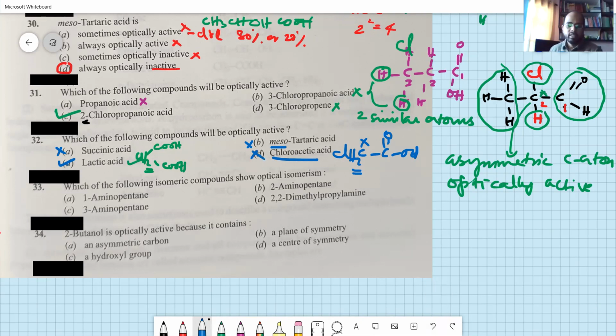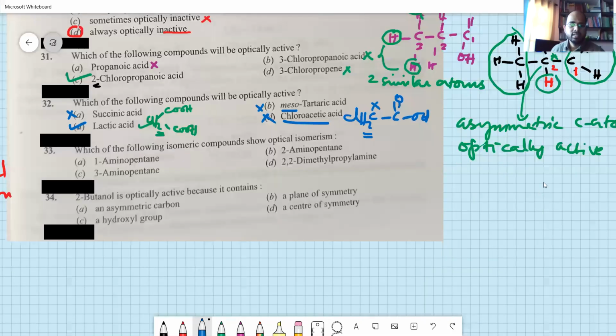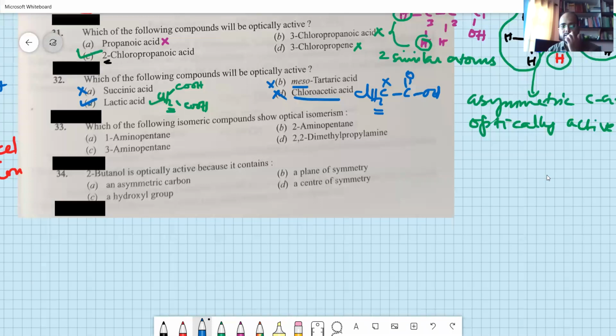Okay. And then coming to question number 33, which of the following isomeric compounds shows optical isomerism? 1-aminopentane, 2-aminopentane, 3-aminopentane, 2,2-dimethylpropylamine. So you have to write all the structures. So let us try writing the structures there.